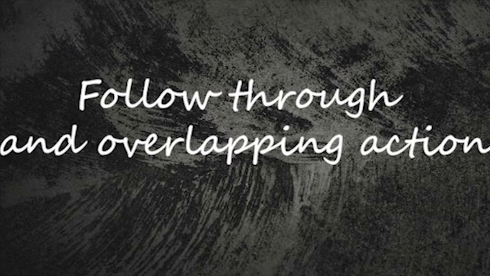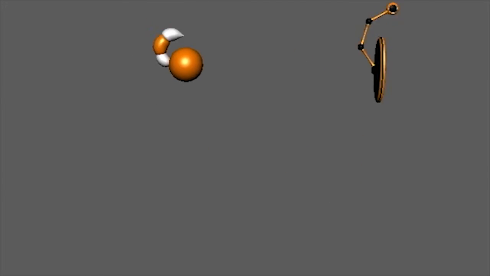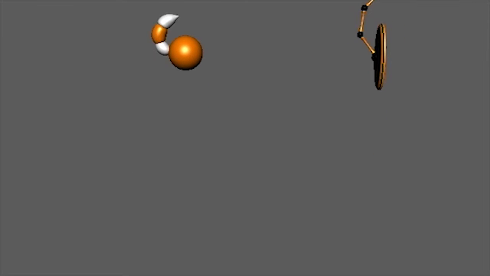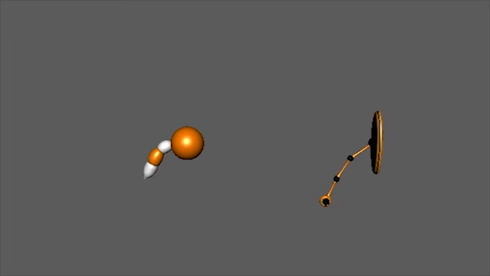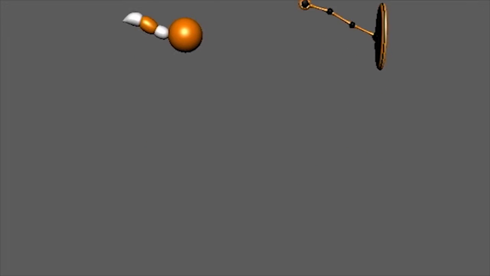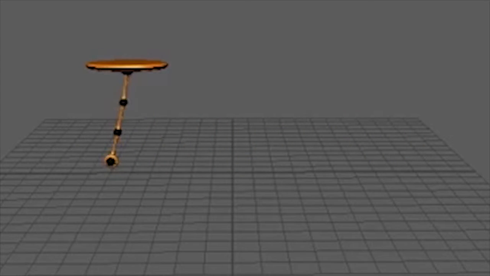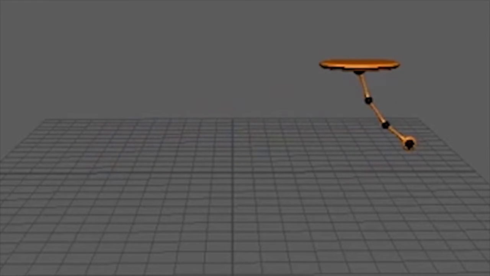The next principle is follow through and overlapping action. This is the technique of having body parts and appendages lag behind the rest of the body. For example, the swinging action of a pendulum as well as the tail of a character helps create the object's softness.